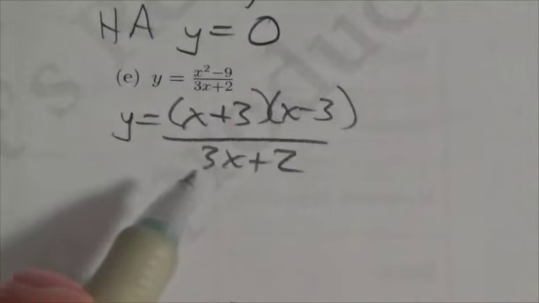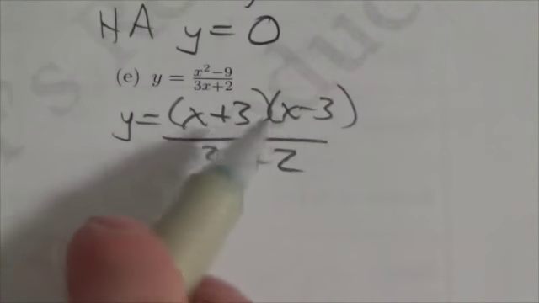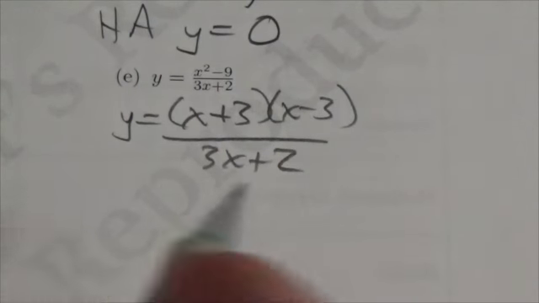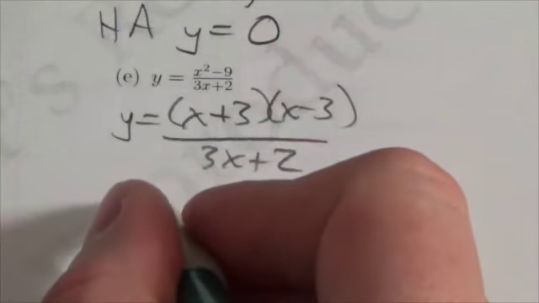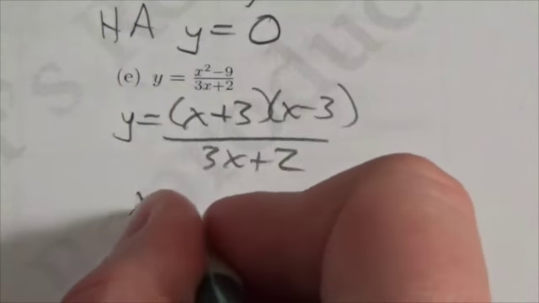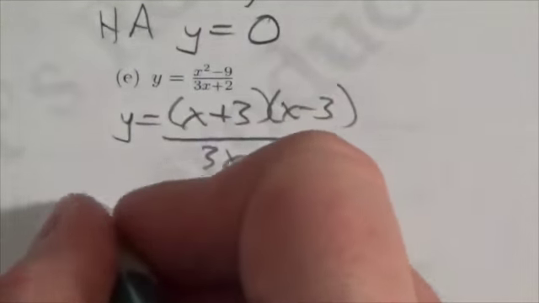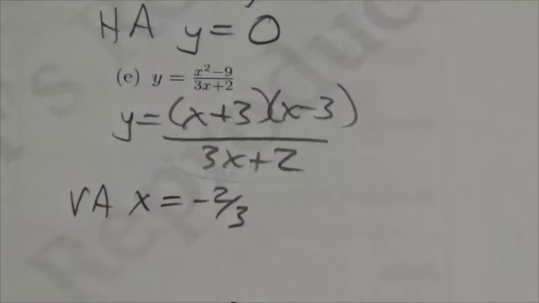Now in this case right here, nothing's canceling. There's nothing common from numerator to denominator, so I'm not going to get a point discontinuity. So just take a look at the denominator here, and I see that this is going to become undefined. The denominator goes to 0 at negative 2/3, so that becomes my vertical asymptote.